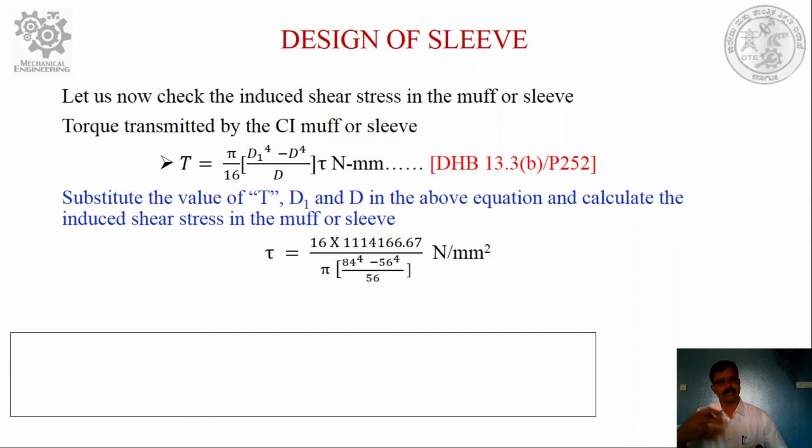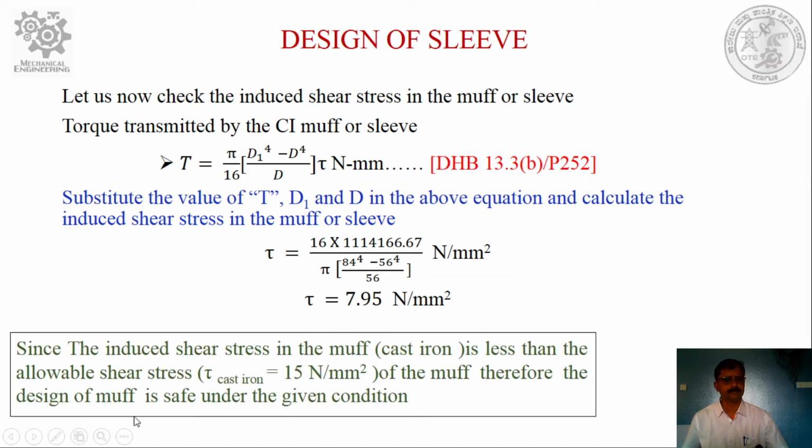We can extract tau from that equation, substitute the values here and calculate the induced shear stress. The induced shear stress is 7.95 after substituting and calculating. Okay, that is tau is equal to 7.95.